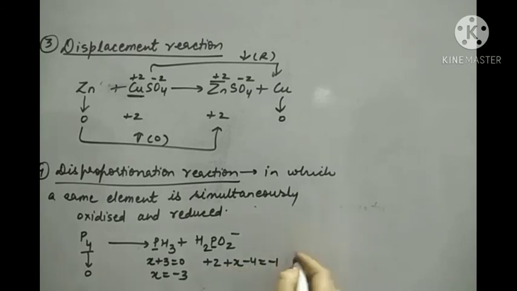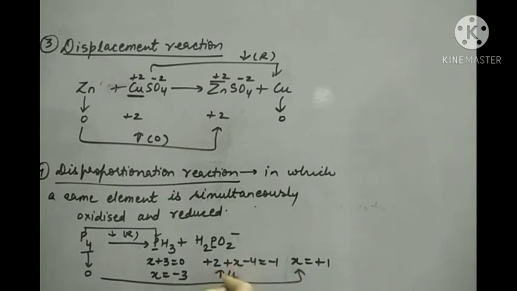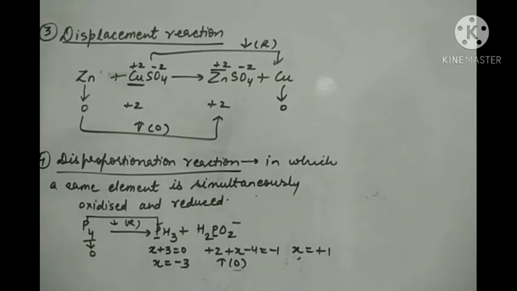Okay. So I will write here. So now 0 to -3. Okay. It is decreasing. So it is reduction. And here 0 to +1. It is increasing. So it is oxidation. Okay. So 0 to +1, it is increasing. So it is oxidation. Clear? So such reactions are known as disproportionation reactions. Okay. The same element, phosphorus, is reduced as well as oxidized simultaneously.